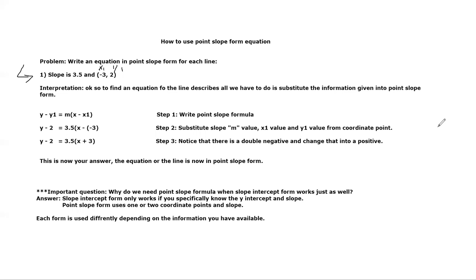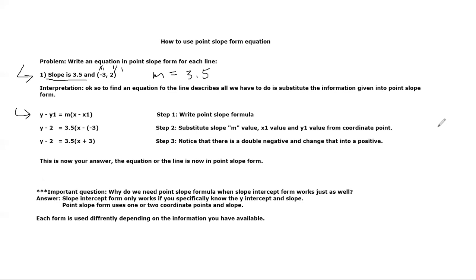Okay, interpretation. To find the equation for the line which it describes, all we have to do is substitute the information given into the point slope form. So we just start off with the equation. As I've shown you in the vocabulary, this is the equation for point slope form: y minus y1 equals m parentheses x minus x1. Then the next step is we need to just substitute what we know. They straight up tell us the slope is 3.5, and if you remember, slope is represented by the variable m. So all I have to do is replace m with 3.5.